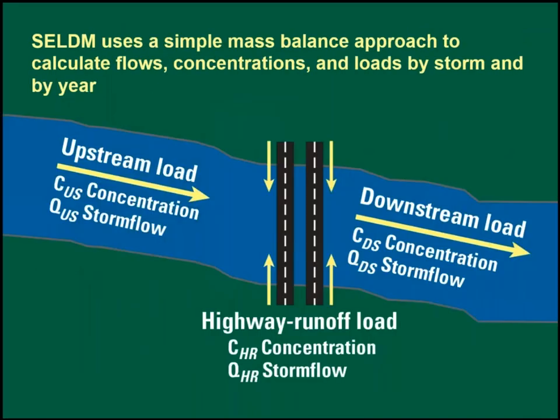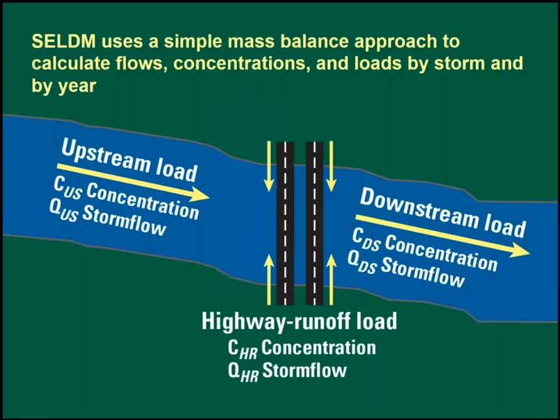So this is a schematic diagram of a river with a highway going across it. We have an upstream load, an upstream concentration, and upstream storm flow. We have a highway or urban runoff load, a concentration, and a storm flow. All these variables are created by using these stochastic processes, so they are random and vary from event to event.